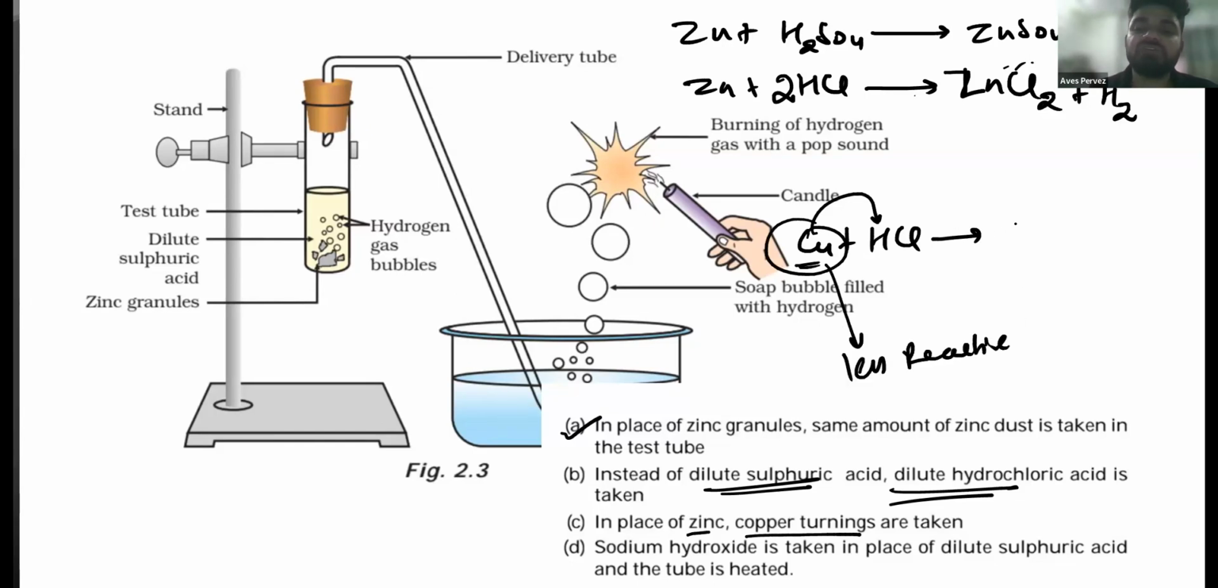Less reactive than hydrogen, so no reaction will take place. Okay, no reaction will take place. And for question D, if instead of H2SO4 we take sodium hydroxide, and the test tube is slightly heated, will hydrogen gas be produced? Instead of HCl, H2SO4, we take the NaOH. Will the hydrogen gas be produced?